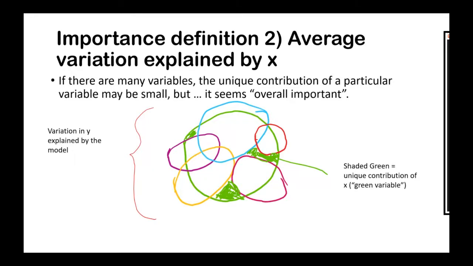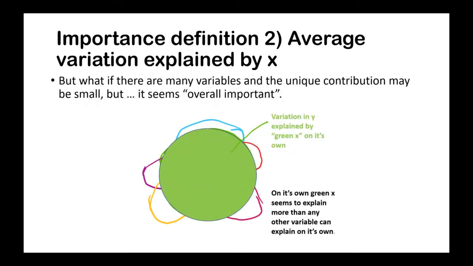So I just drew this funny diagram to try to illustrate this concept. This is meant to represent the variation in Y explained by the model. Each circle, each color, is like an X variable, and the size of the circle represents how much variation in Y is explained by a particular X variable. If you take the green variable, it's explaining more variation on its own than any other variable explains on its own. But because the variables are all correlated, its unique contribution is actually not that much. The shaded area represents its unique contribution that's not explained by any other variable.